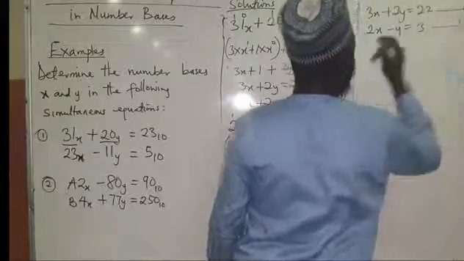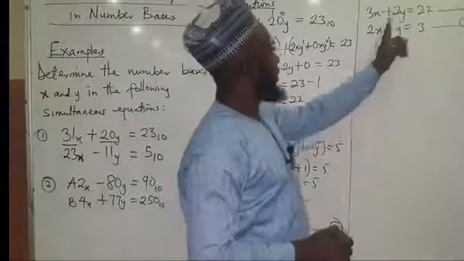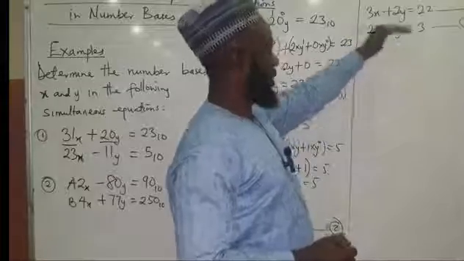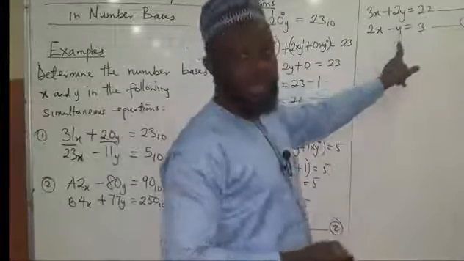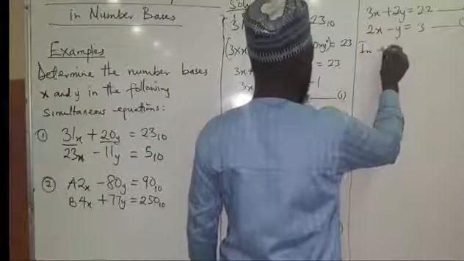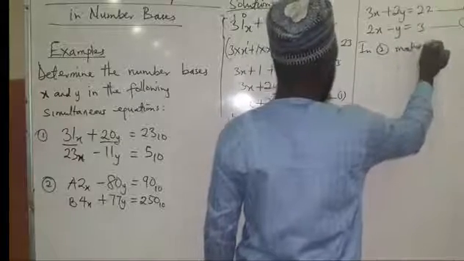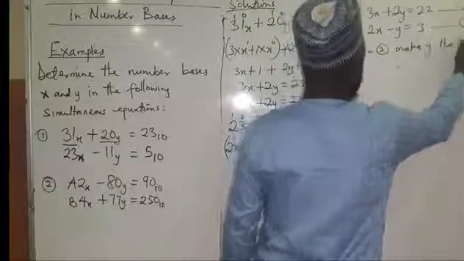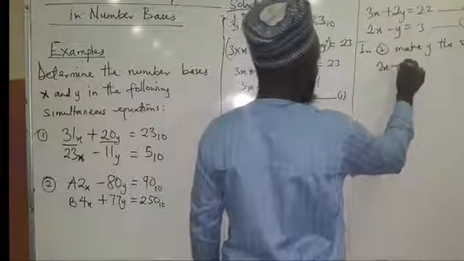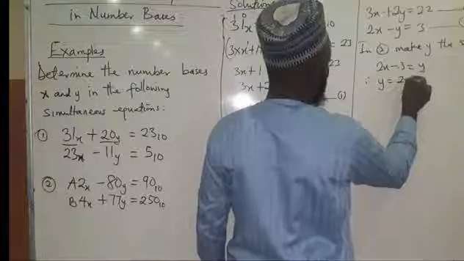This is equation 1. This is equation 2. So we're going to use the substitution method here because we have chosen one of the variables to be the subject. So we make y the subject of formula in equation 2. So that means we're going to have 2x minus 3 equals y. That is y equals 2x minus 3.